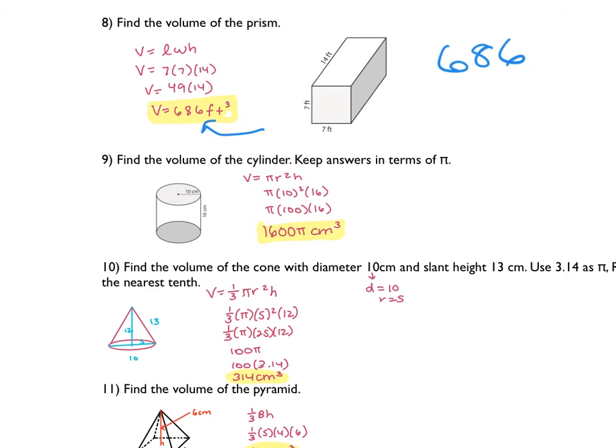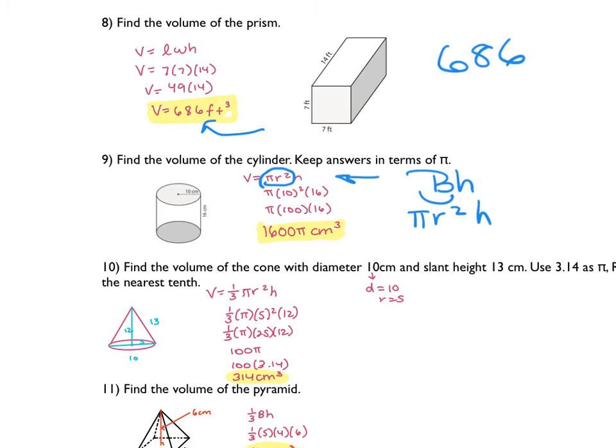Next one, volume of a cylinder. So here, the formula for volume, again, for a cylinder is capital B times H. However, this time, your capital B is a circle when it's a cylinder. So that's where the pi r squared comes in, and then you multiply it by how tall the cylinder is. And that's 1,600 pi.